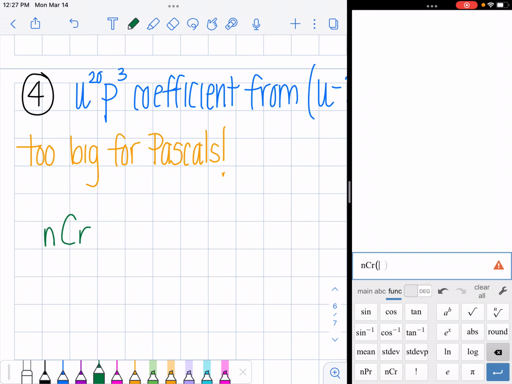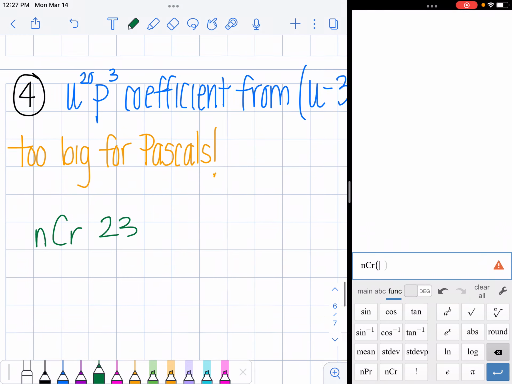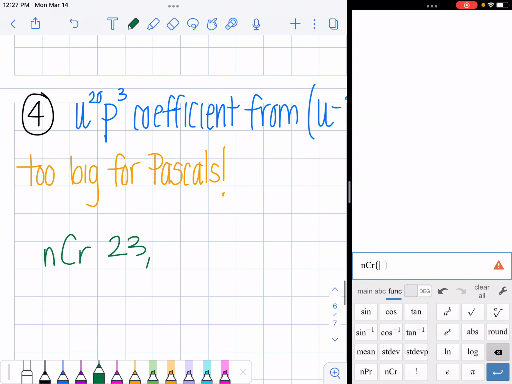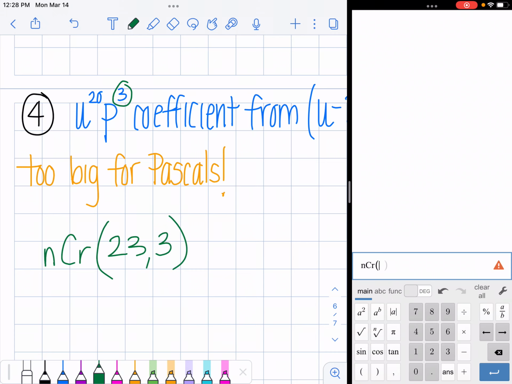So the first number that I enter is 23 because that's the exponent that they give me here. And then I'm going to hit a comma, and I'm going to choose this number here, 3, and we say this is 23, choose 3. So I come over here and I write 23, comma 3. It tells me that my coefficient would be 1,771.